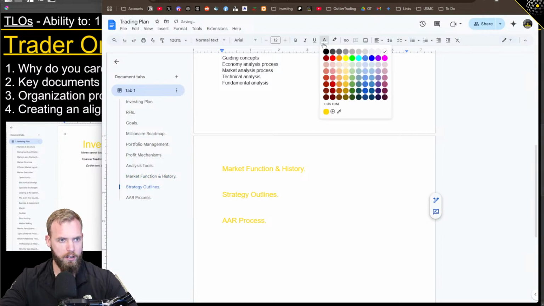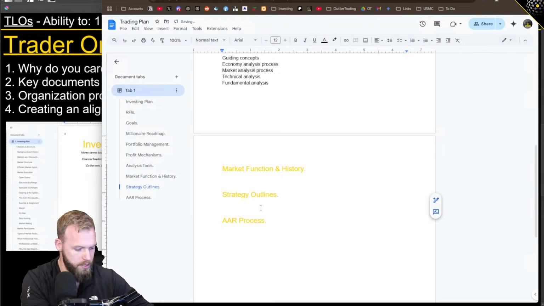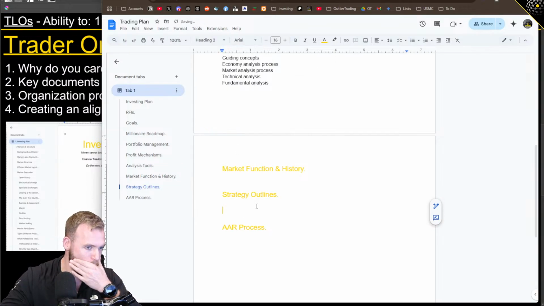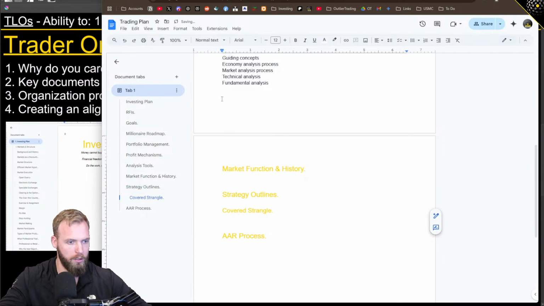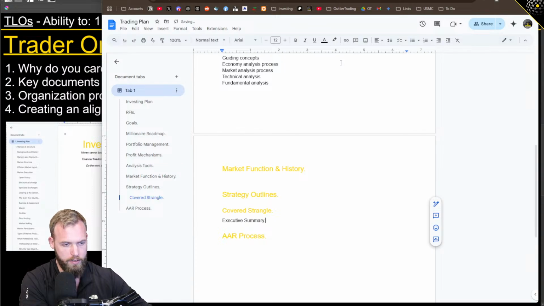And then strategy outlines. Let's do one example of this. So we can have, and here's where I would actually use subheadings so that they'll pop up underneath here. So maybe we have a covered triangle. And then within the covered triangle, we already know the sections we're supposed to have. An executive summary. We need a setup. We need a management.